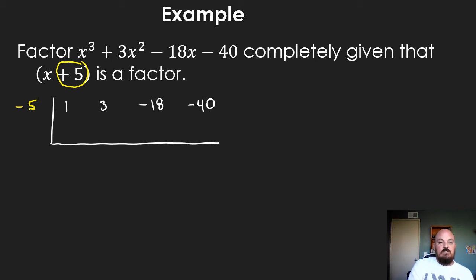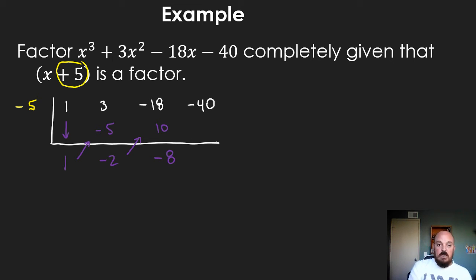When you're doing synthetic division, the first number always just drops straight down. And then to get back up, you multiply by that number out front, the negative 5. So negative 5 times 1 is negative 5. Add. 3 plus negative 5 is negative 2. Multiply again. Negative 5 times negative 2 is positive 10. And add. Negative 18 plus positive 10 is negative 8.